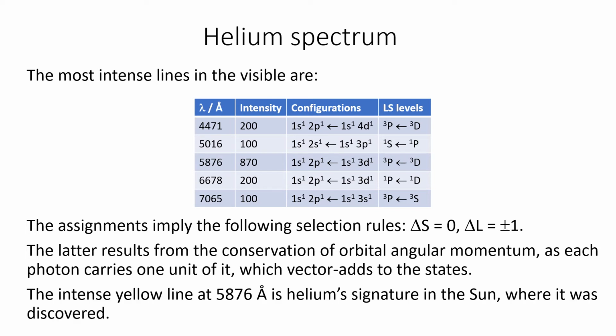Vector adds to those. And one curiosity here is that the 5876 angstrom transition there is the signature from the sun, because of course helium was discovered in the sun, and this was the wavelength of light that was seen, one of the Fraunhofer lines, where we get that black line in the otherwise continuous spectrum from the sun. This was a line that couldn't be identified in any known element on Earth, and hence a new element was postulated in the sun, of course helium, named after Helios for sun.